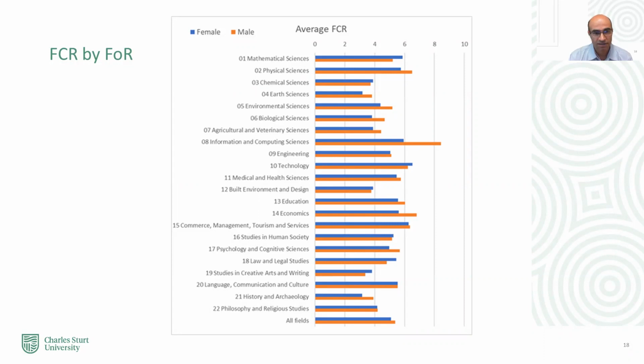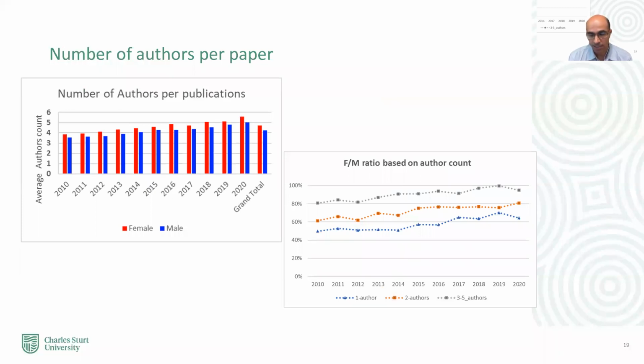But in some other fields like computer science, you can see that males have citation advantage. And I think this should be the last one, and then we have plenty of time for discussion and questions. This is about the number of authors per paper. On average, for those papers where the first author was female, the number of authors contributing to each paper is higher. So those papers have more co-authors.